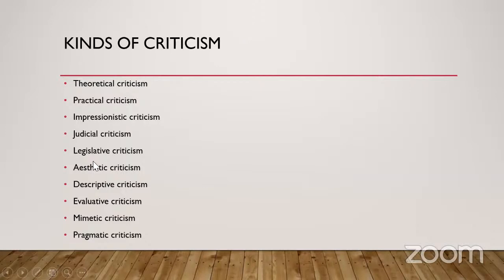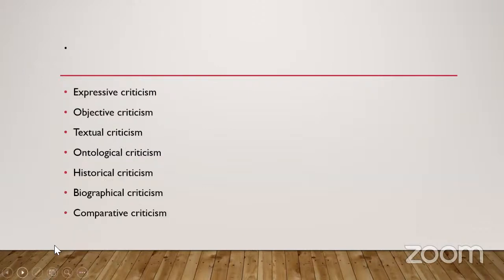So we discussed aesthetic criticism, then descriptive criticism. We also discussed evaluative criticism, then mimetic criticism and pragmatic criticism. I was talking about pragmatic criticism. In pragmatic criticism, they considered a work as something constructed on certain principles in order to give certain effects on the audience. So in the works of Horace or some of the 18th century criticism, we can see the use of pragmatic criticism.